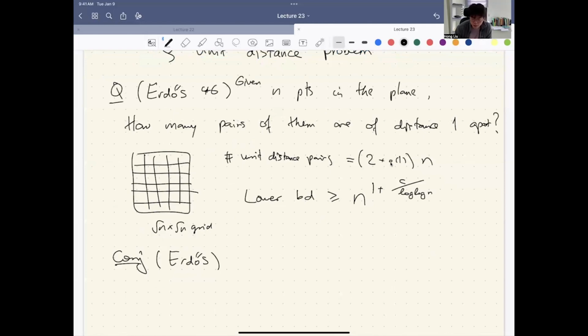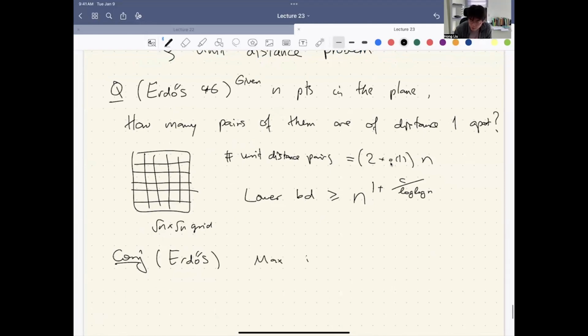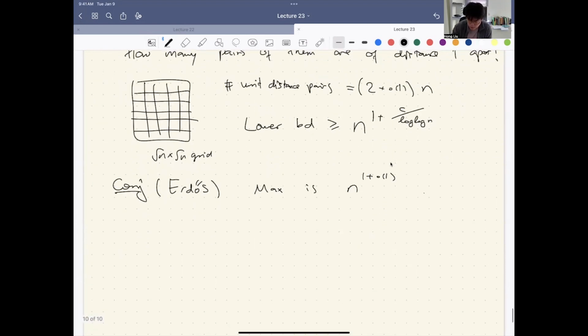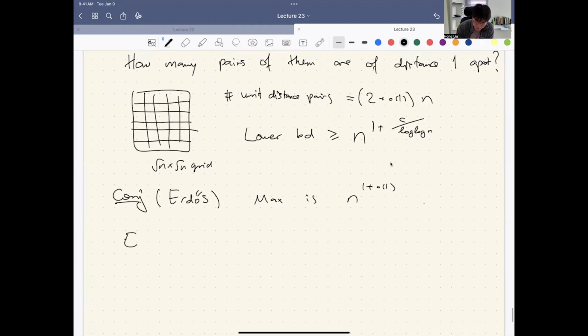Erdős conjectured that the maximal number of pairs is n to the 1 plus little o(1). So far, we can get the upper bound of n to the 3/2, again, by Turán's theorem. Let's do that. So the easy bound is n to the 3/2. How do we do that? Well, proof.